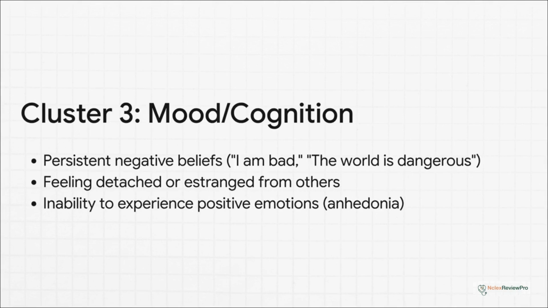Cluster 3 gets into the negative changes in a person's thoughts and mood. The trauma can literally poison how they see themselves and the world. They might start to believe things like, I'm a bad person, or no one can be trusted. A huge symptom you need to know here is anhedonia. That's the inability to feel joy or any positive emotion. It makes people feel really detached and alone.